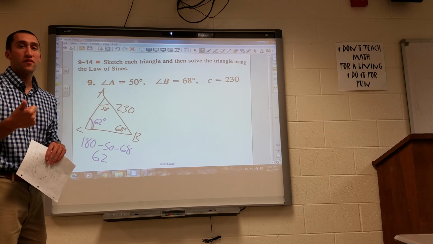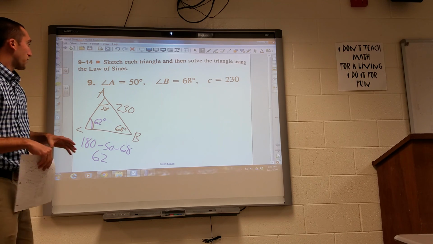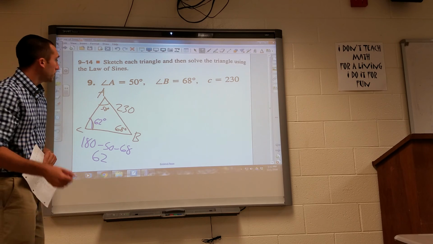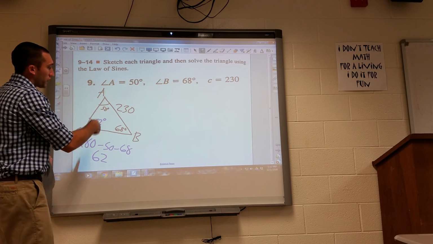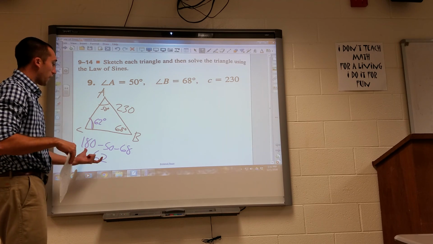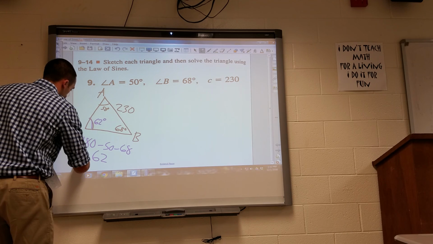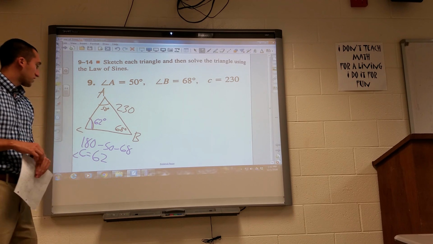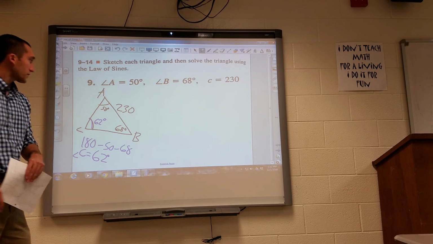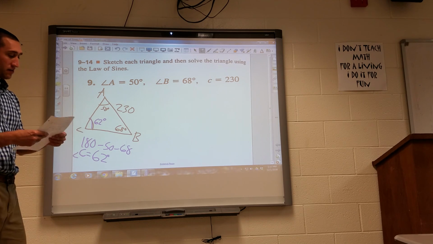That's one of the pieces of information we needed to solve the triangle, right? There's going to be 6 pieces of information: 3 angles and 3 sides. They gave us 2 angles and 1 side. We've already found the missing angle, so angle C is 62 degrees. Now we can go ahead and get to work on finding side A and side B.